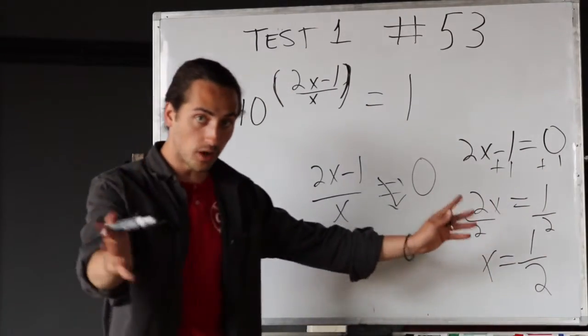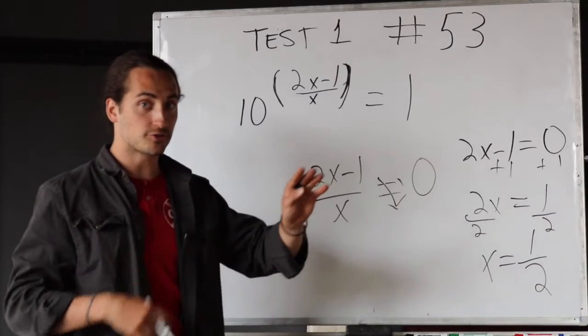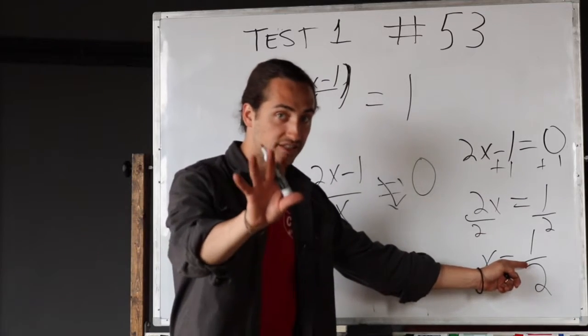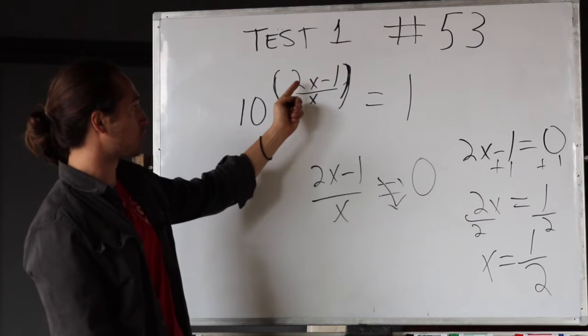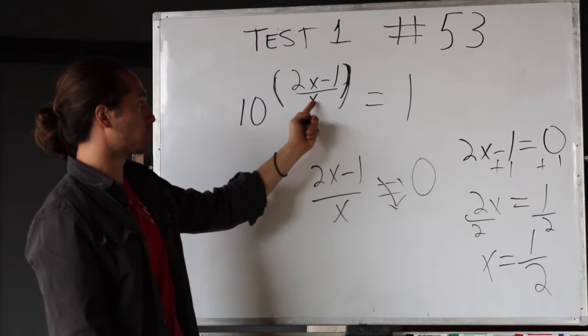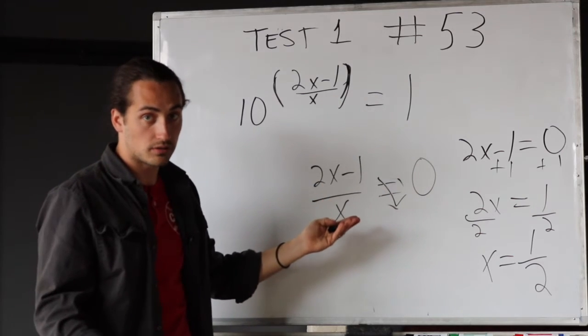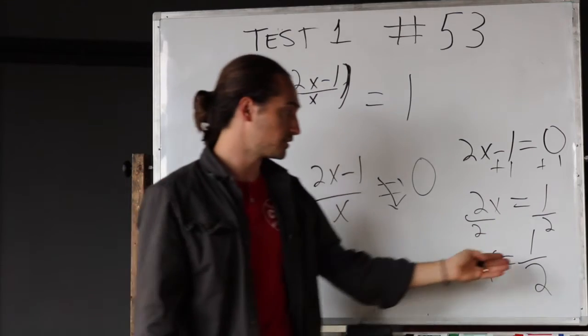But let me say, if you want, you can just do our plug and chug method. Remember that? You can just plug in all the answer choices and start with the middle answer choice. Because when you plug in 1/2 here, up here you get 2 times 1/2 is 1, minus 1 is 0, over 1/2. And 0 over anything is going to be 0. So here we have 10 to the 0 equals 1. So our answer again is 1/2.